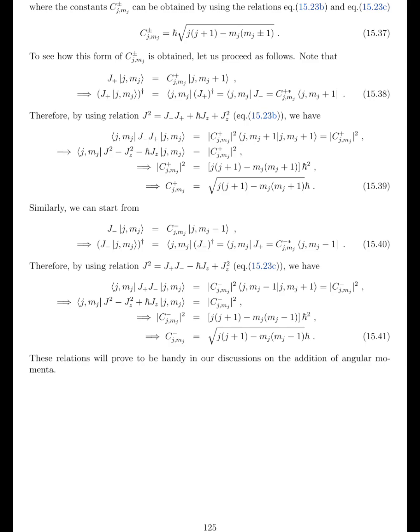So if J plus acting on the ket gives me the coefficient, then J minus acting on the bra, which is J plus dagger, will give me the same coefficient but starred, because the bra space will always give me the complex conjugates. So that's a natural outcome. Then I've just taken the product of these two, and I got a relationship for this coefficient.